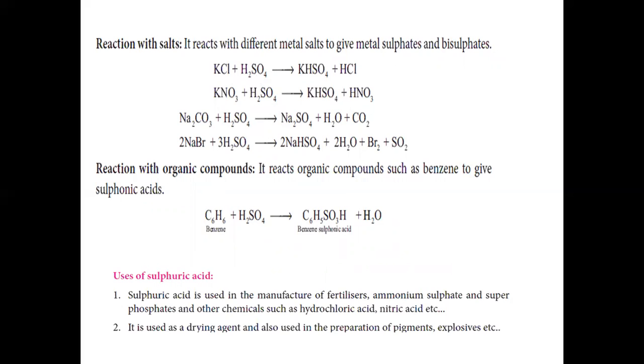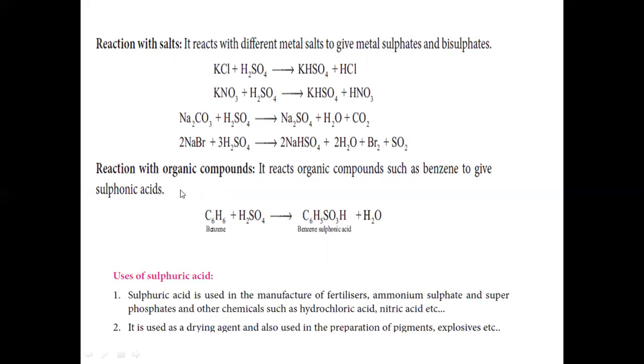Like that, potassium nitrate reacting with sulfuric acid gives potassium bisulfate and nitric acid. Next, sodium carbonate plus sulfuric acid gives sodium sulfate plus water plus CO2. Sodium bromide plus H2SO4 gives sodium bisulfate plus water plus bromine plus SO2. Here the bromide ion changes into bromine.